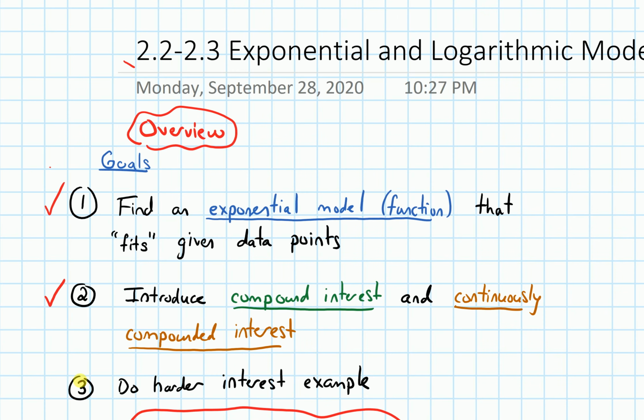We've now finished goal 3. We have ended by doing this more challenging interest example where we really had to incorporate a lot of our knowledge about logs, and even do some review about log properties that we may not have seen in a while.